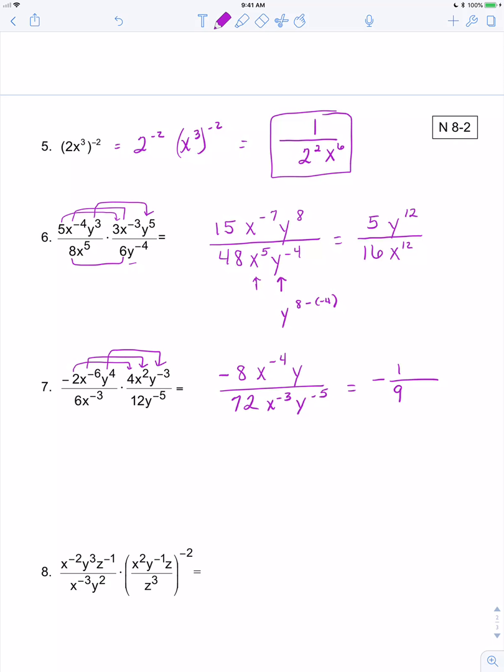Okay, so we have x. Let's simplify this. So x to the negative 4 minus a negative 3. That's negative 4 plus 3, which leaves us with x to the negative 1. So it needs to go on the bottom and be positive. And again, we don't have to write that 1. All right, so now our y's. We have y to the 1 power, because that's an imaginary 1, minus that negative 5 means 1 plus 5, which is 6. So y to the 6.